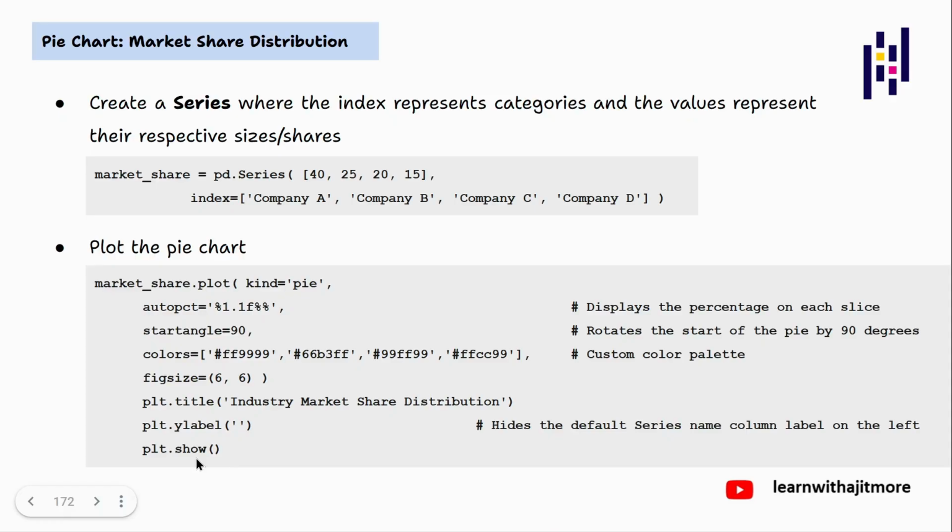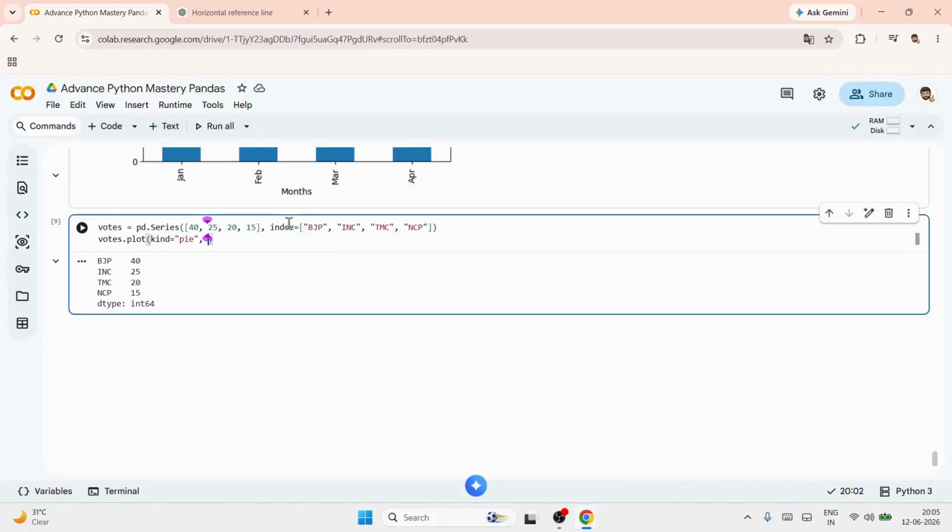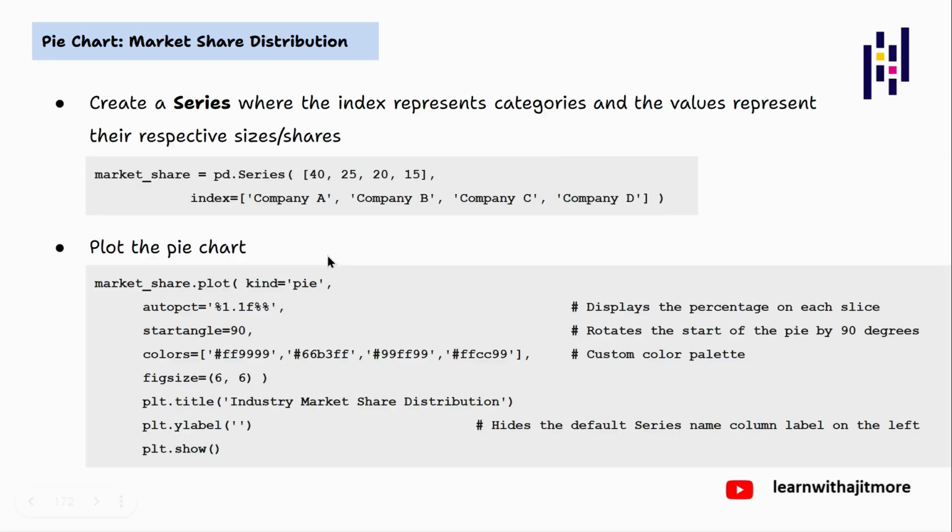By default, it takes the series name. Whatever that column name is, it uses that as the Y label. We don't want that, therefore we are erasing it. Okay, see. So first what we will do: votes.plot, kind equal to pie. Then next, the main things we need to pass.